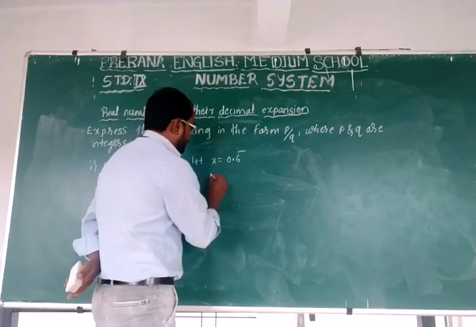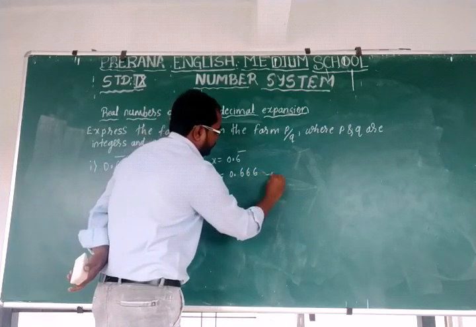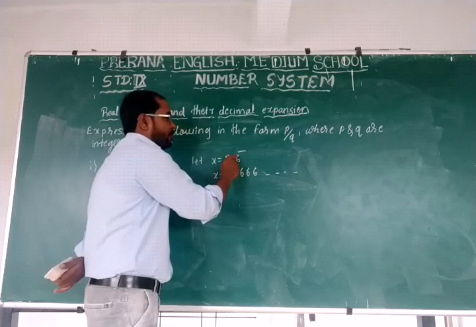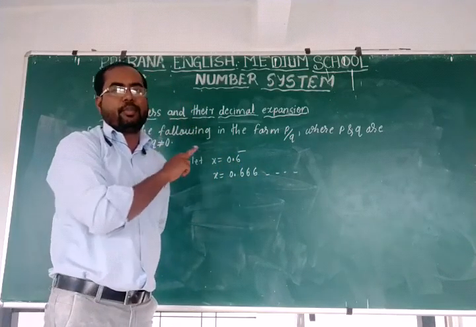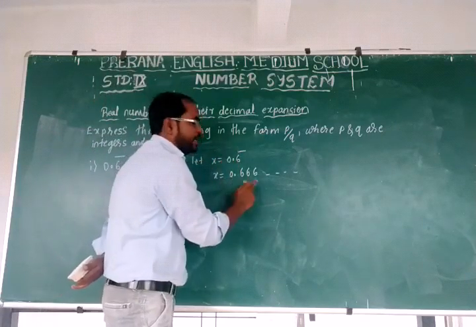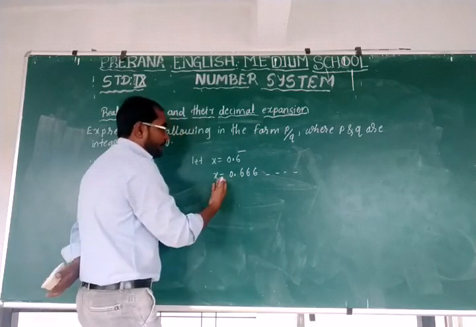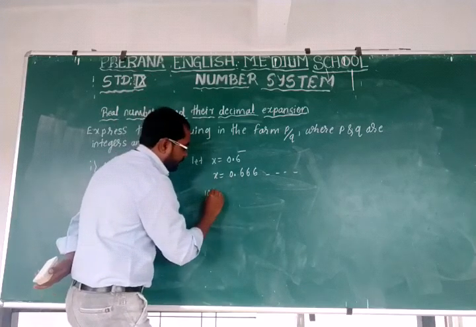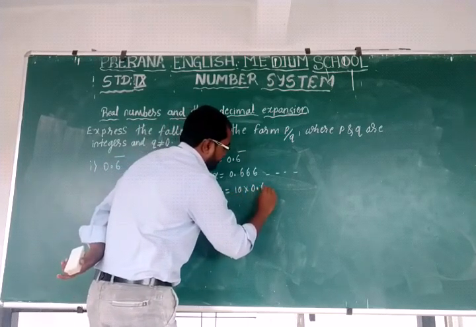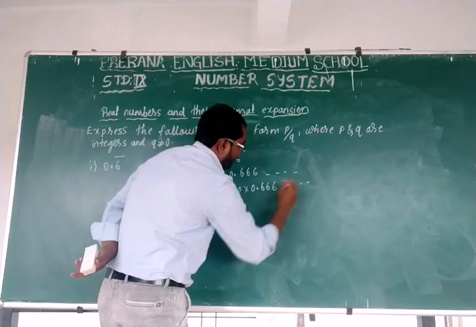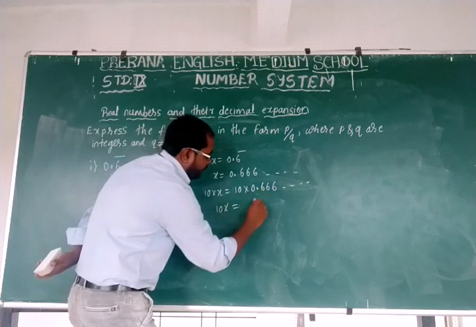Okay, this you can write as x is equal to 0.666, and so on. Why 666? When the bar is given, that means the same number is repeated after the point. So now we'll multiply 10 to both the sides. So that will be 10 into 0.666, and so on. On multiplying, it will be 10x.